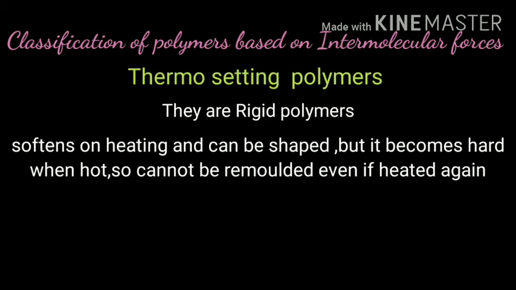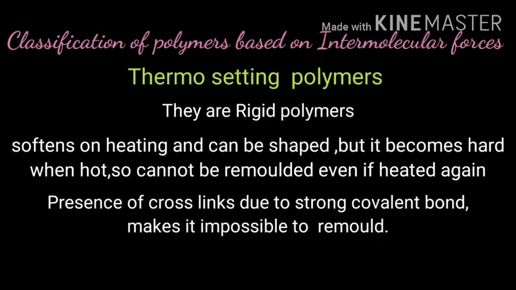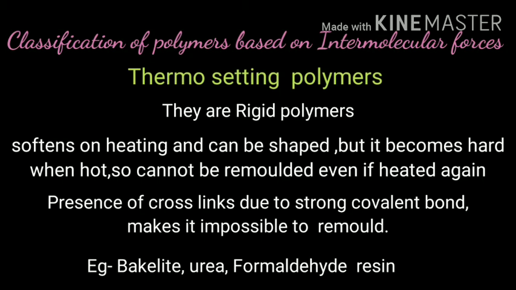Once this polymer is hot and it is poured in the mold, there are a lot of crosslinks which are formed with the help of covalent bonds during the hardening process, or you can say the setting process, while it is hot, and that is the reason that you cannot make it soft again by heating. Examples of thermosetting polymers are bakelite, urea formaldehyde resin, etc.